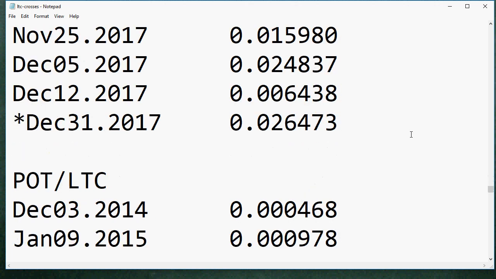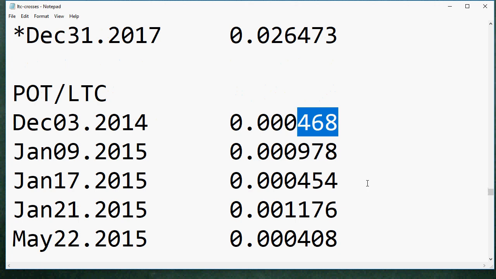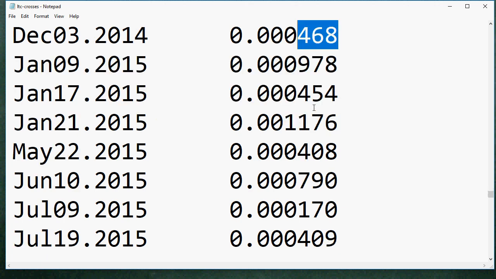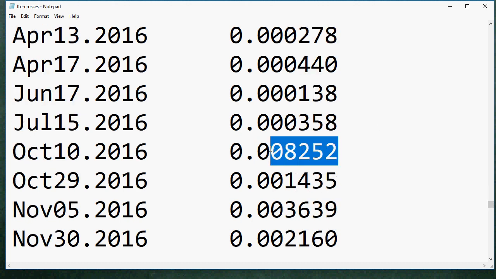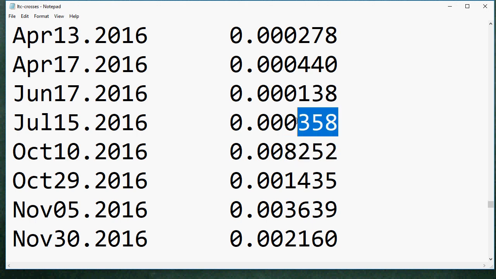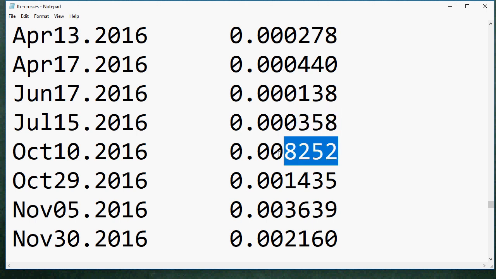The final one against Litecoin is POT, which on December the 3rd, 2014, the price against Litecoin was 468. And this thing has just done so good at going up and down, back and forth. It gets up to 82.52 after having it go down to 358. A situation when you're holding this, how can you make yourself in position so that if it goes up 10, 20, 30, 40 times, you're able to make sure you're selling when it's making those huge gains.